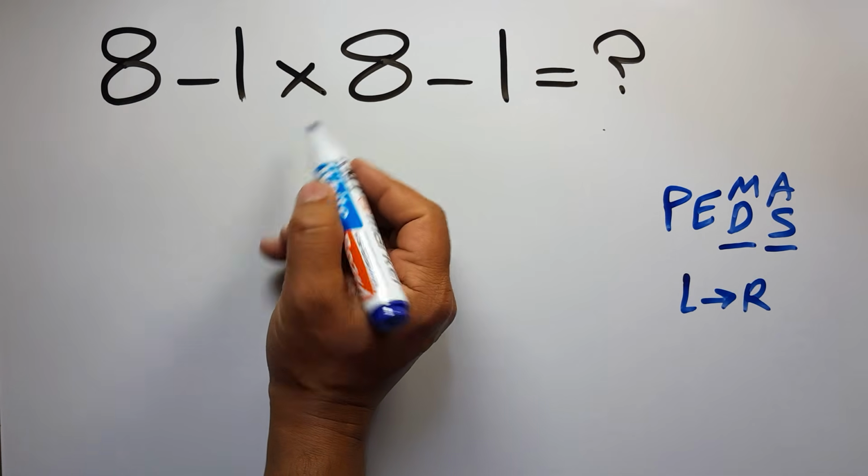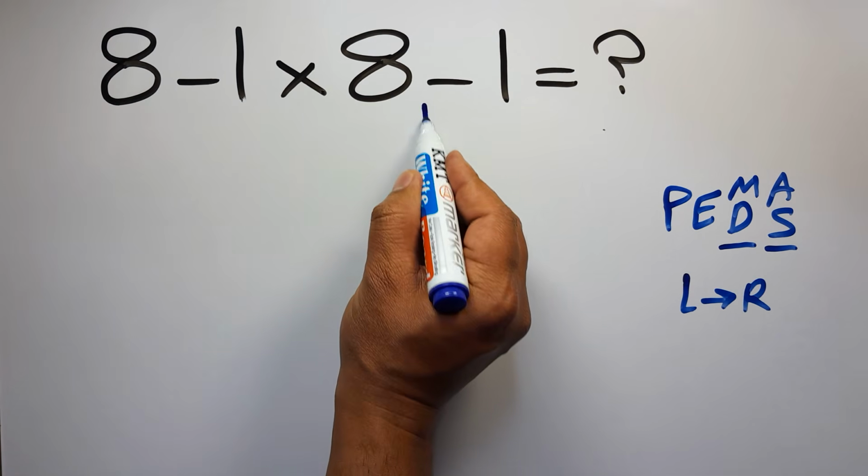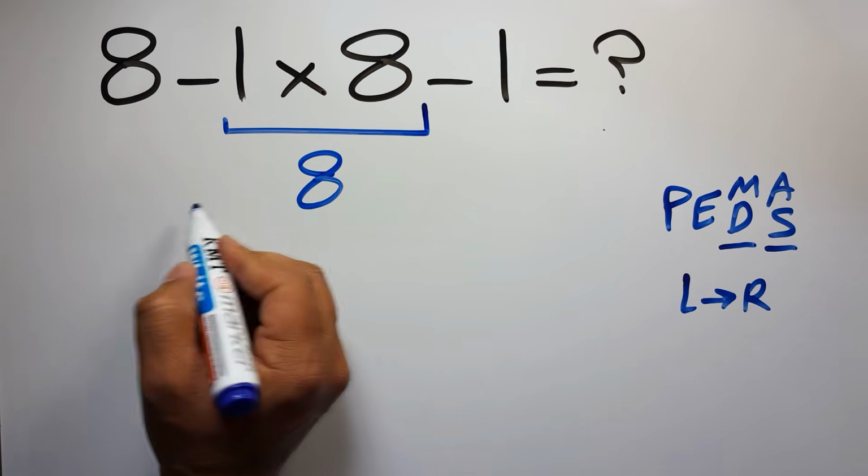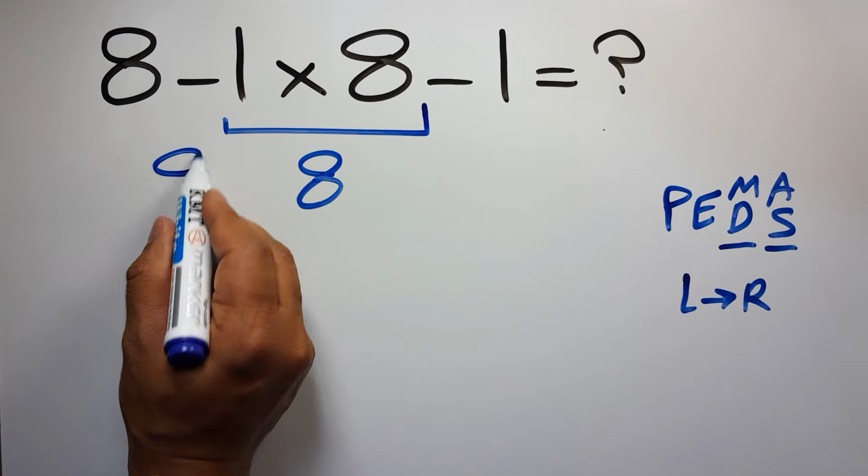So first we have to do this multiplication. 1 times 8 gives us 8. So we have 8 minus 8, then minus 1.